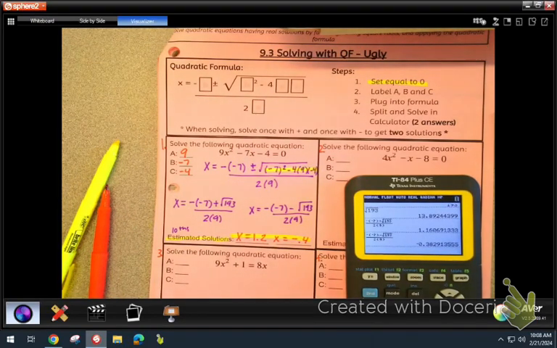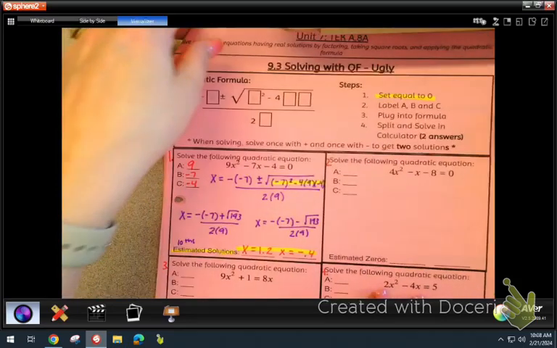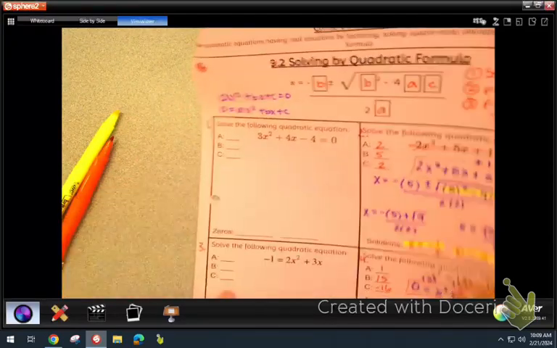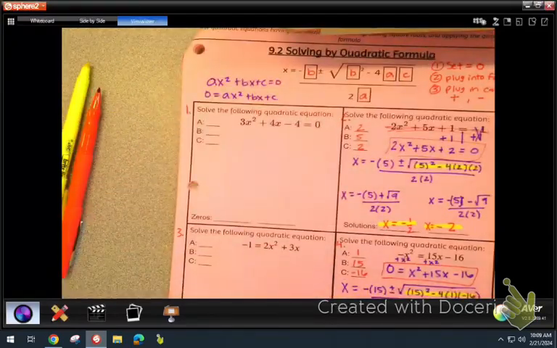All right, so what I want you to do right now is go back to page 7, which we were on. I want you to finish problem 1 and 3. And then if you still have time, you can get your Chromebook and go to Mathia. There's a quadratic formula practice.